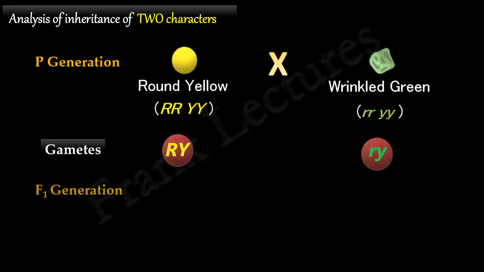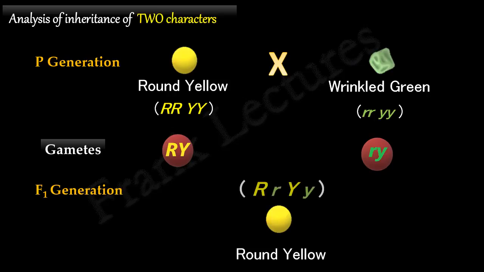In the F1 generation, Mendel obtained all plants with round yellow seeds. If we look at the genotype of the F1 plant, we know that the dominant R and Y alleles came from one true breeding parent, and the recessive r and y alleles came from the other true breeding parent. To highlight this fact, I have used two different colors to represent the genotype.